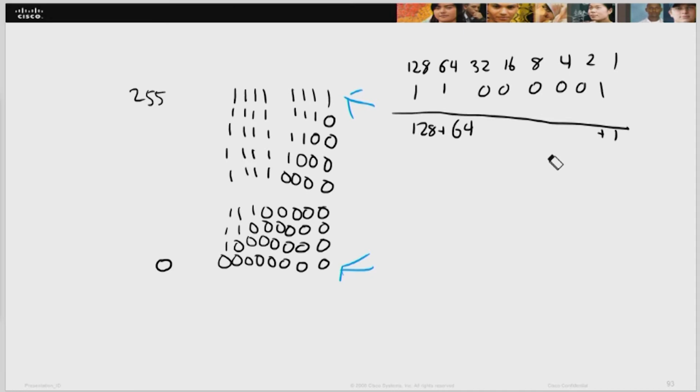That makes sense. So in that case, 11000001 is 128 plus 64, which is 192, plus 1 is 193. So this is 193. And that's the whole binary to decimal conversion. Wherever the 1s are, you just add up the values for the 1s.